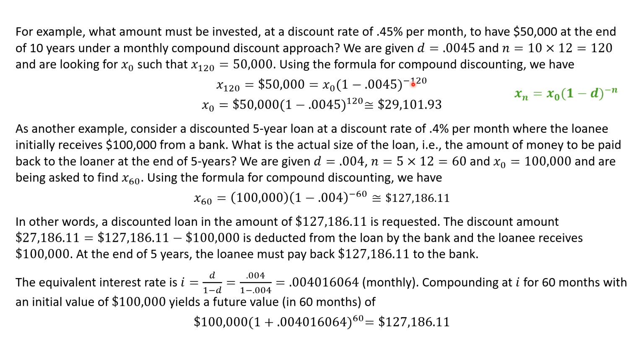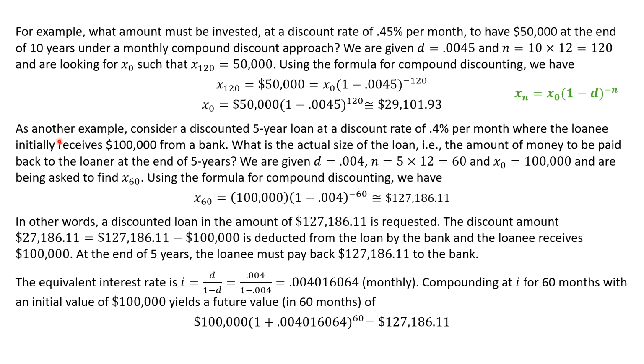So we just plug that into our formula here, I guess, the first line. And we multiply both sides by 1 minus 0.0045 to the 120th power. So it cancels on this side, and then you get it multiplied times 50,000. You can do the subtraction and then use a calculator to raise it to the 120th power, and you get $29,101.93. So if you start with this and you use this discounting scheme, you would have $50,000 in 10 years at this discount rate here, under monthly compounding.